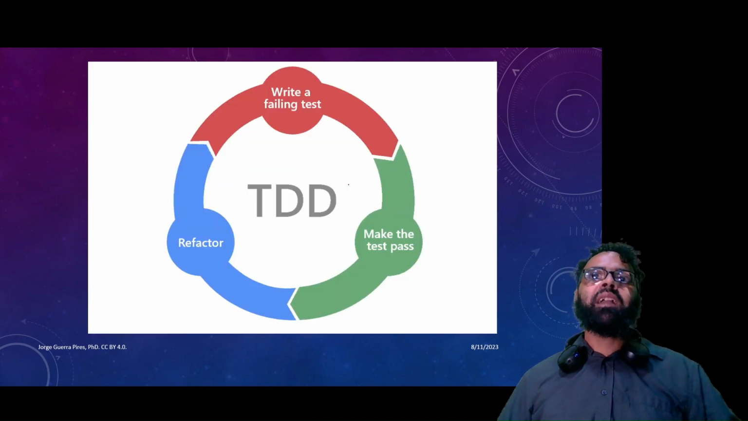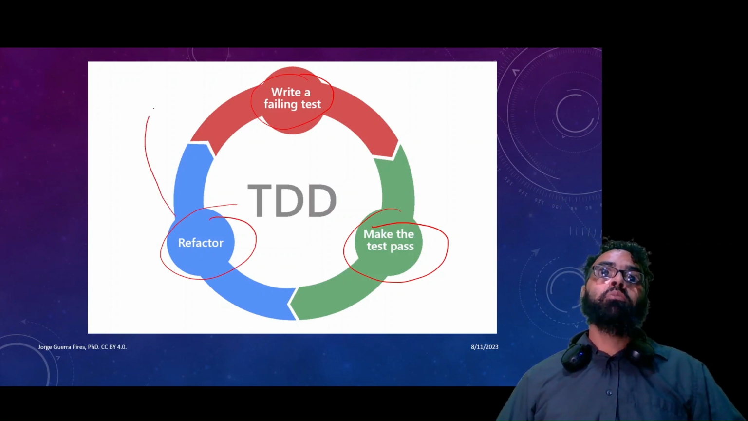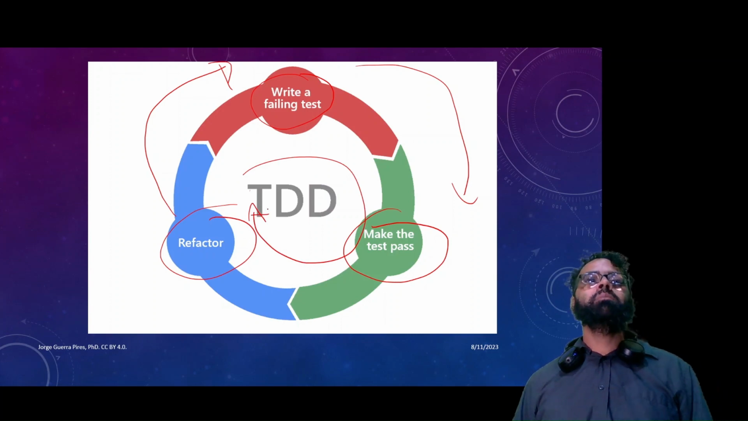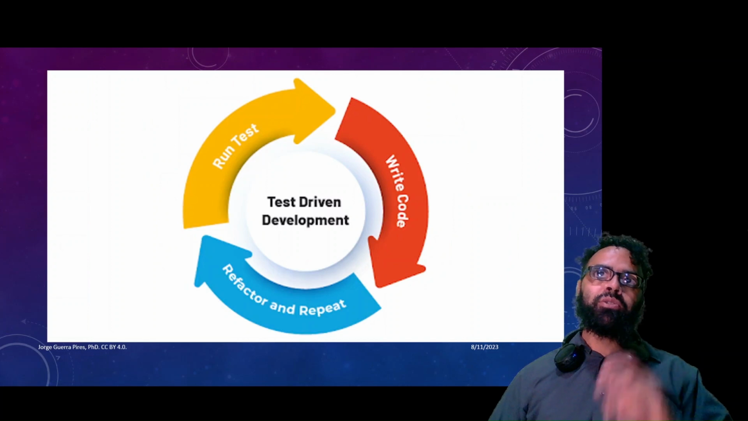That's the cycle they like to use. They write a failing test. They make the test pass by writing the minimum amount of code, as we are going to do. Then they refactor. When you refactor, you may eventually fail the test, so you should make it pass again. That's a cycle until your code works. At the beginning, it can be a little bit confusing, but it's very straightforward. That's what I like to do.